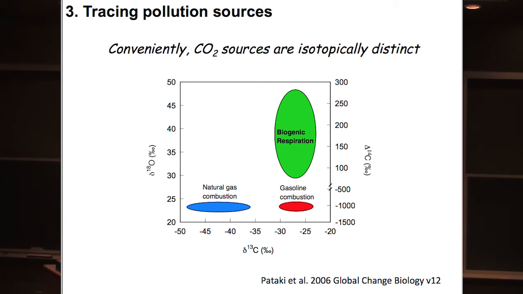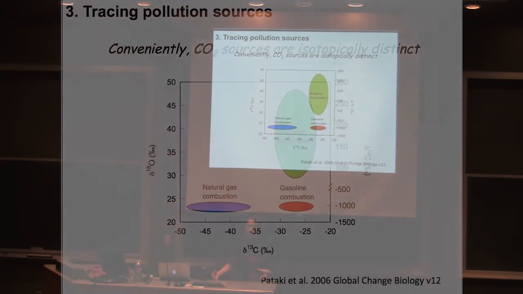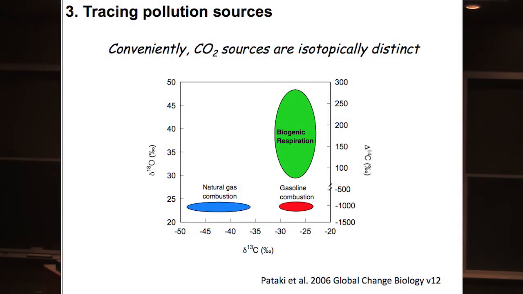But there's a funny thing about gasoline combustion. It's a little bit annoying. It has the same carbon isotope ratio as biological respiration. Because where does gasoline come from? In geologic history, what was gasoline? It was a plant, stable carbon. So it still has that plant carbon isotope ratio of a C3 plant.